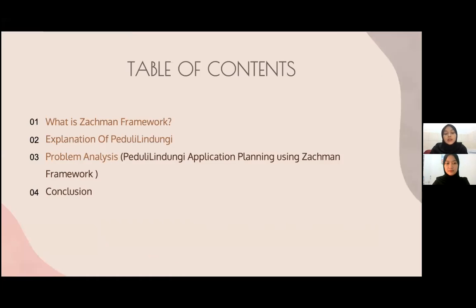Okay, so here is the table of contents. We have 4 of them. The first one is what is Zachman framework. The second one is explanation of PeduliLindungi. The third one is problem analysis, which is PeduliLindungi application planning using Zachman framework. And the last one is conclusion.